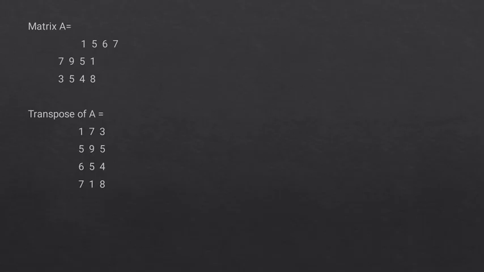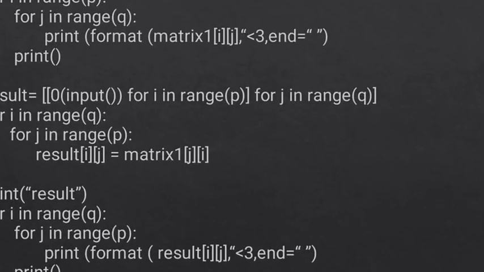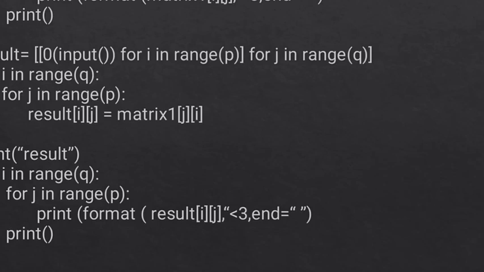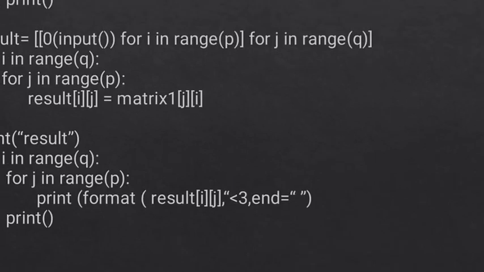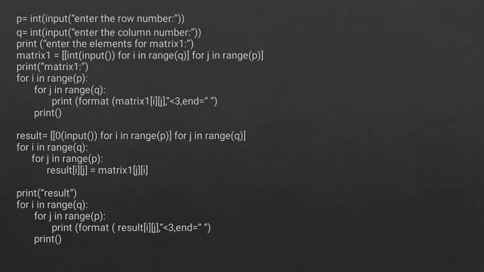So now we have to print this. So for that we type print result for i in range q, for j in range p, and then we print format result ij. Here result ij is matrix ji. So we get the transpose of the matrix.